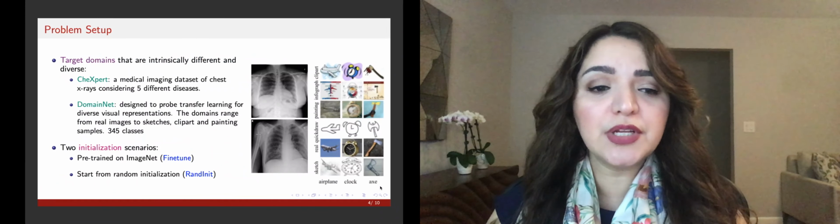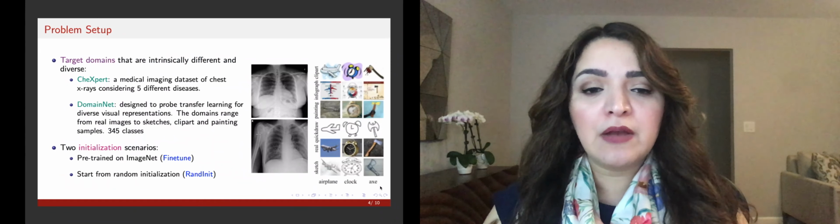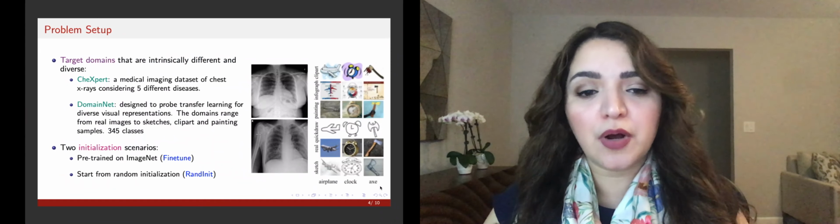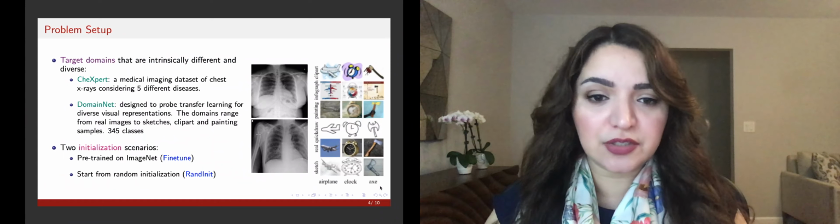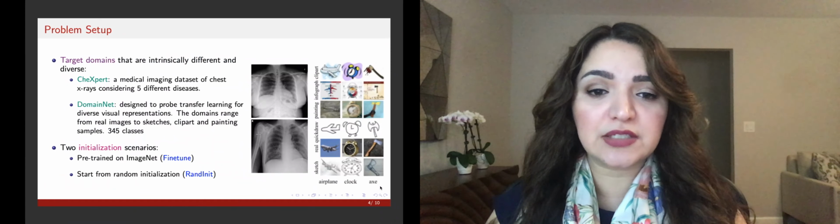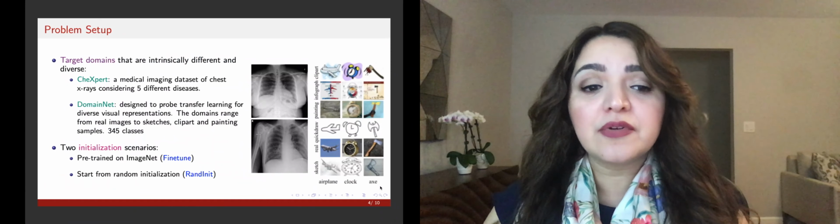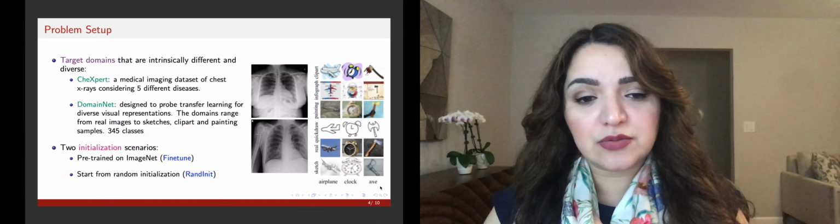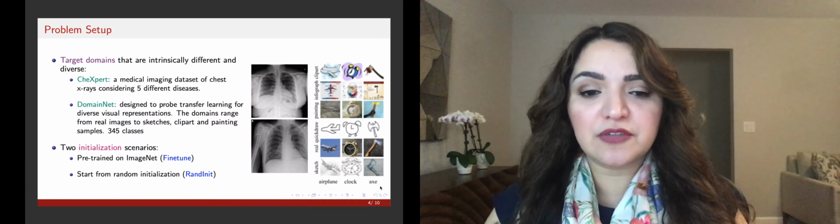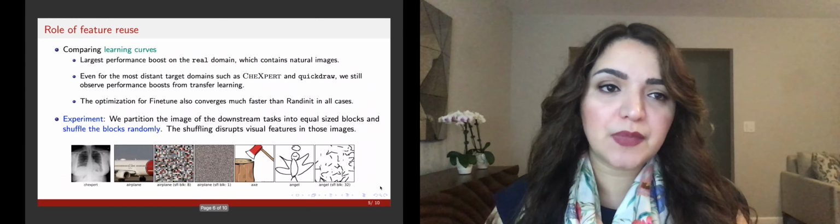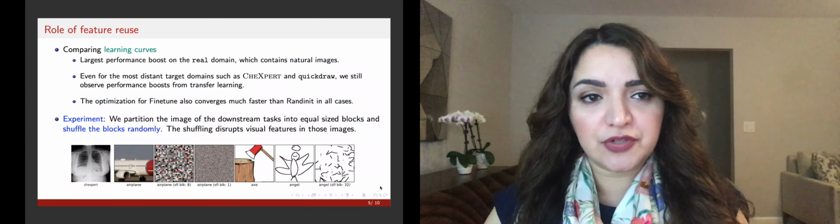We look into 2 initialization scenarios. First, if you pre-train your model on ImageNet and fine-tune it on the target domain, which we refer to as fine-tuned model, or the other case is to start from random initialization and we refer to it as RandInit. First, we look into the role of feature reuse.